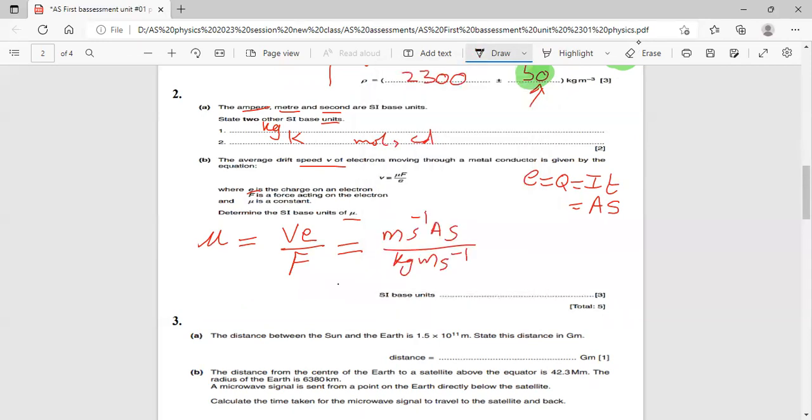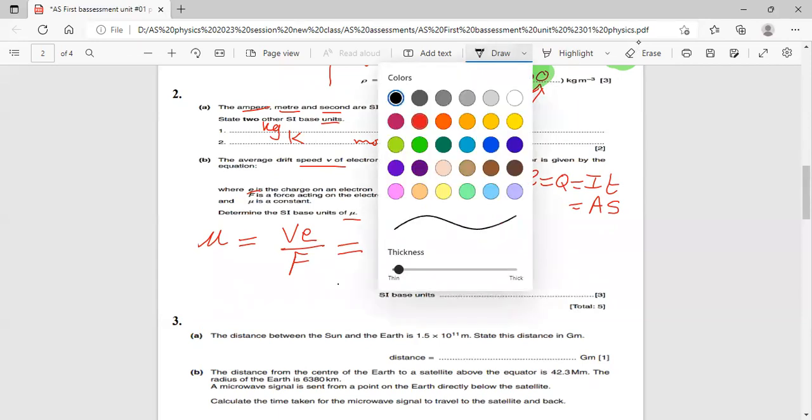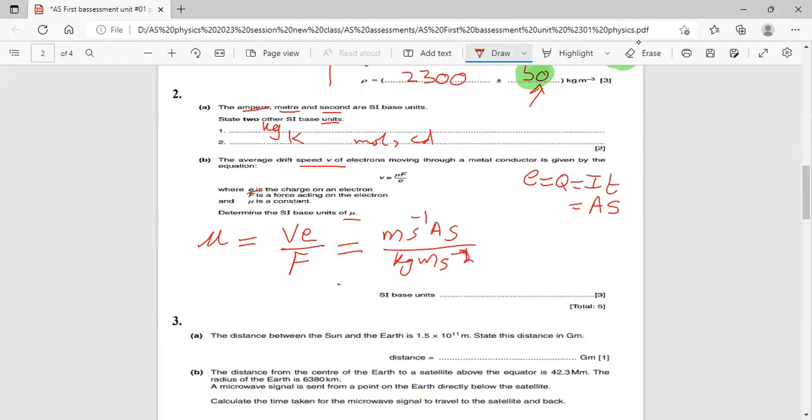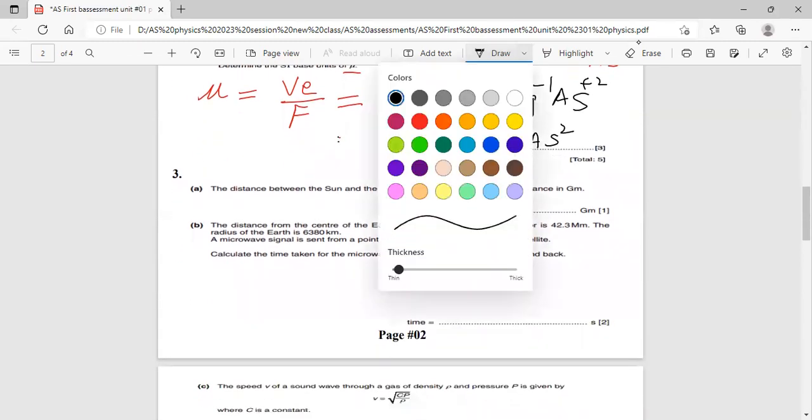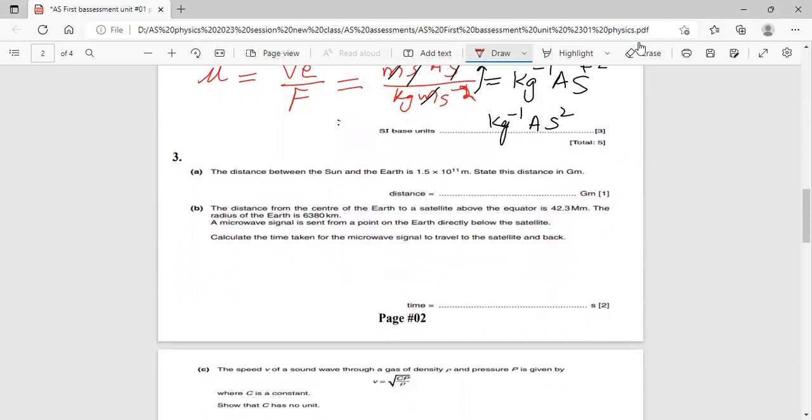So now you can cancel some terms, like over here. One thing is that it is 2 minus 2. Okay, now these two are cancelled away, and then you're left with kg to the power minus 1, right? And this meter and meter also cancelled away, and when the s moves up, it should be plus 2. So your answer is kg^-1 A s^2. Okay, let's move to the next part.